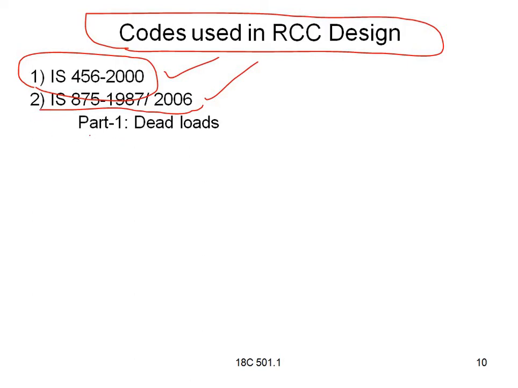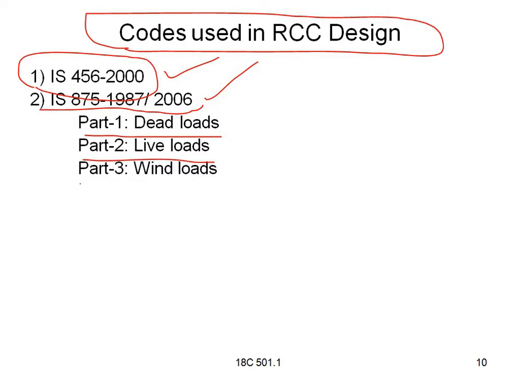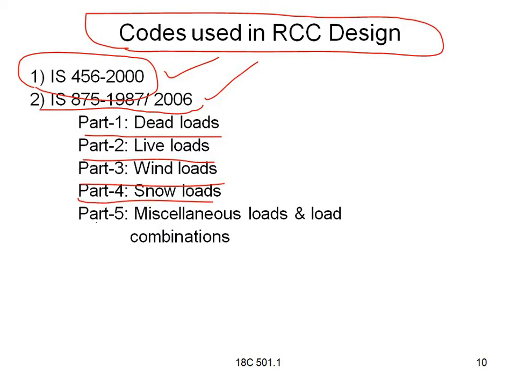And in the second one you can see part 1 is called dead loads, part 2 live loads, part 3 wind loads, part 4 snow loads, part 5 miscellaneous loads and load combinations. So we are having the dead loads. What are the dead loads? The structure loads which are acting, like beams and columns on the structure, are called the dead loads. And the live loads are the imposed structural loads, which are known as live loads.